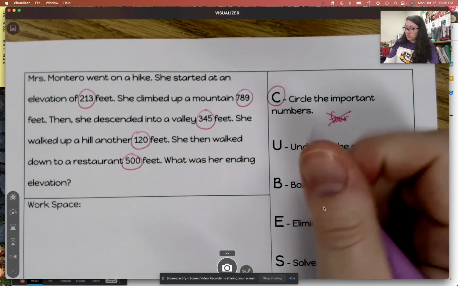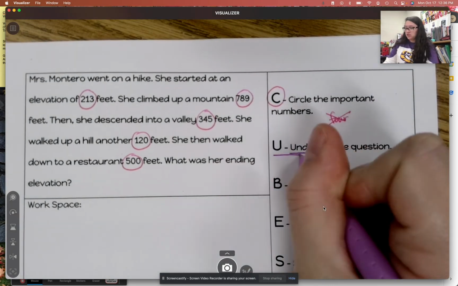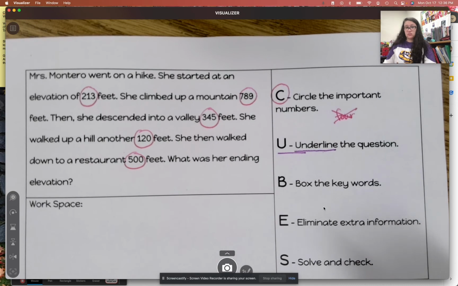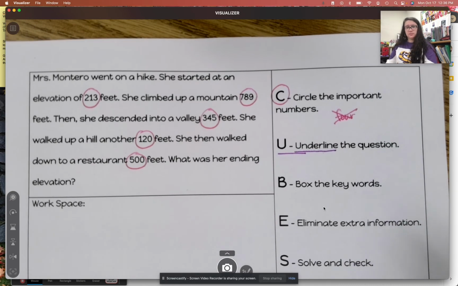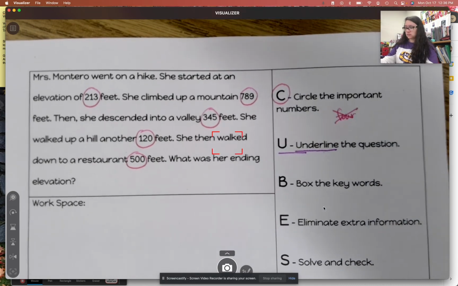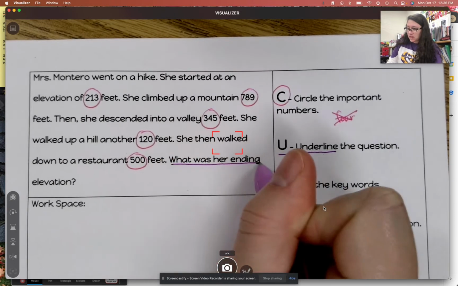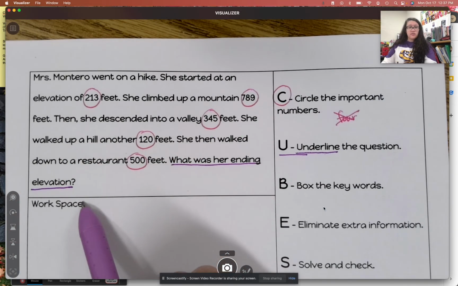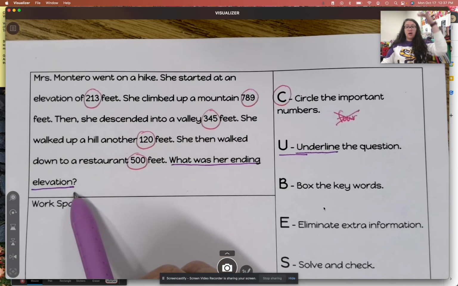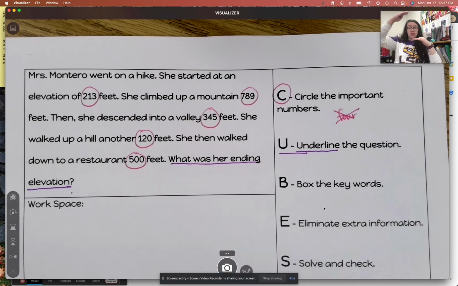Next, we want to go through and we want to underline the question. What do they want us to do? What's the question in this problem? What was her ending elevation? That word elevation means how far above or below sea level we are. If it's a positive number, that means it's above sea level. If it's a negative number, that means it's below sea level. If it's right at sea level, that means it's 0. There's nothing above, nothing below, right there, exactly where it is.